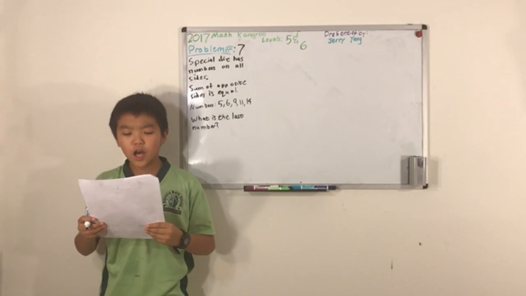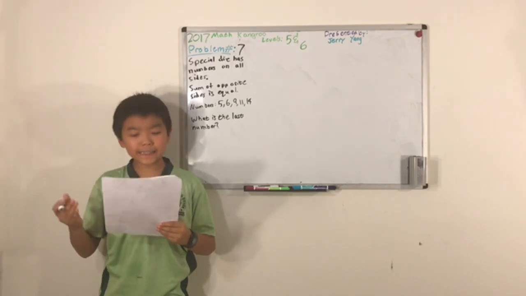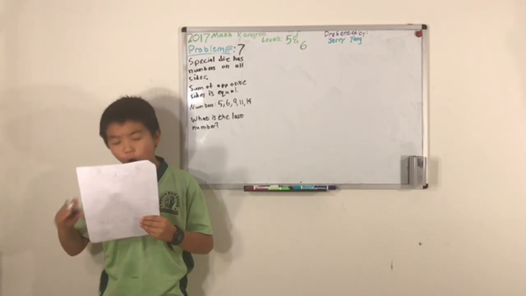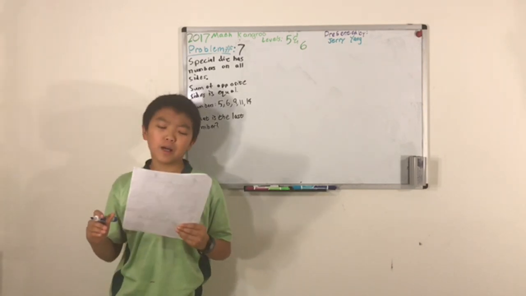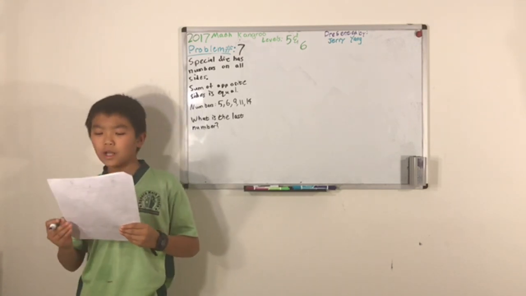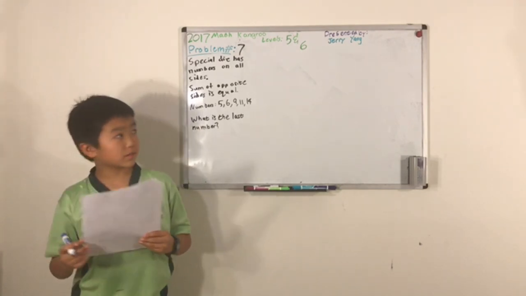Problem 7. A special die has a number on each face. The sums of the numbers on opposite faces are all equal. 5 of the numbers are 5, 6, 9, 11, and 14. What number is on the 6th face?